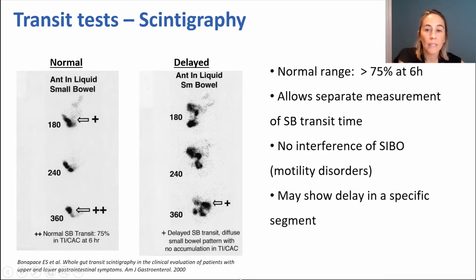This test has the advantage that it allows separate measurement of the small bowel transit time. So in case we have gastroparesis, we can measure separately the amount of time in the small bowel. We don't have the interference of SIBO. And since we have morphology, we can see specific delays in a segment of the small bowel, maybe suggesting obstruction at one point, a non-detected obstruction.